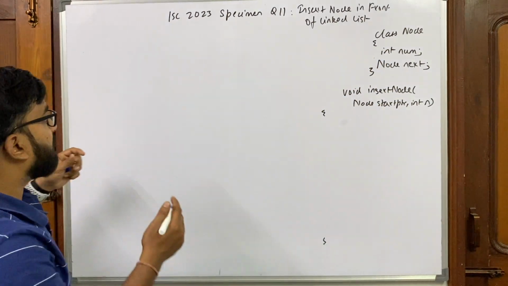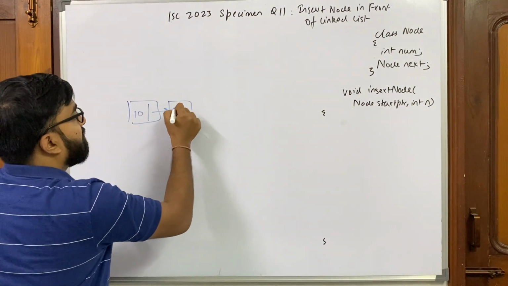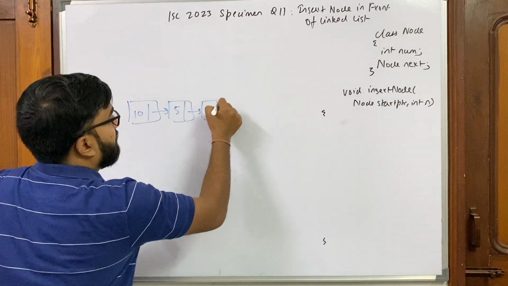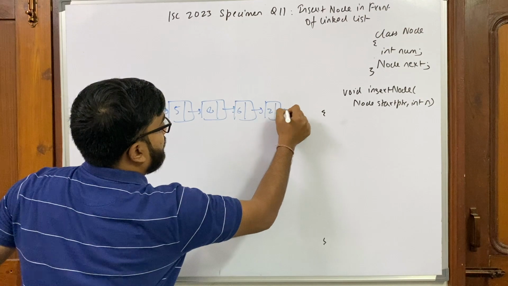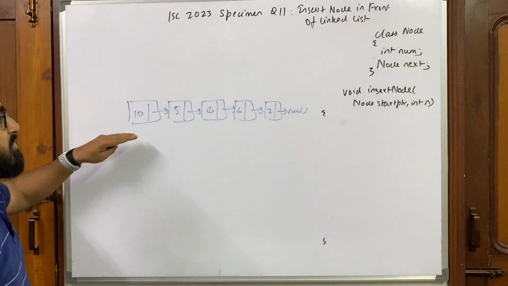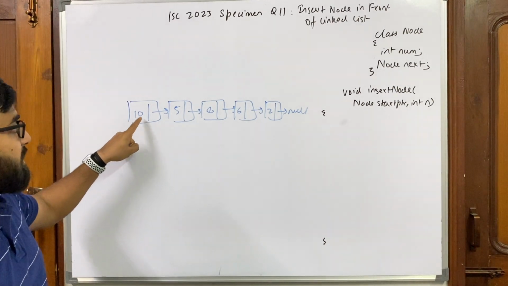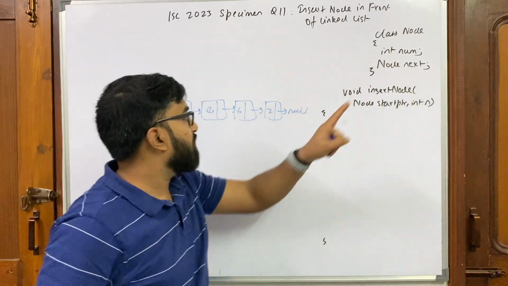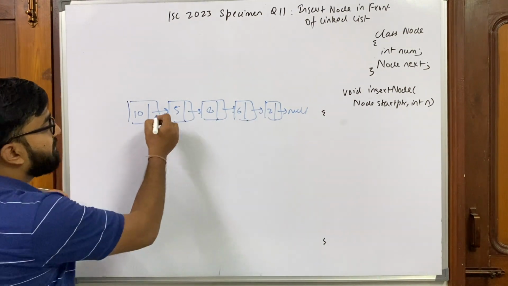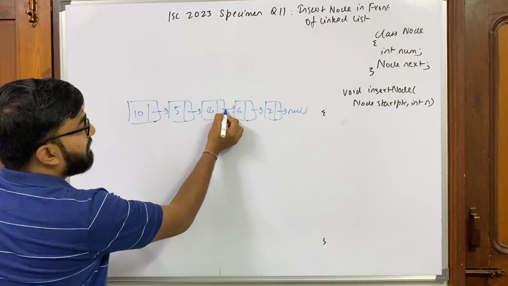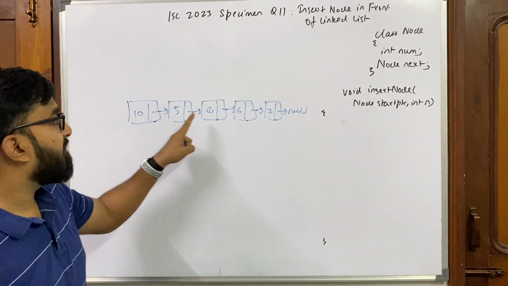Now what does that mean? So let's take a sample linked list. Suppose I have this linked list: 10, 5, 8, 6, 2 and null. This basically represents a linked list which has 5 nodes with integer values within it. Each of these nodes has an integer value, which is num, in this case 10, 5, 8, 6, 2, and these represent the next, the links.